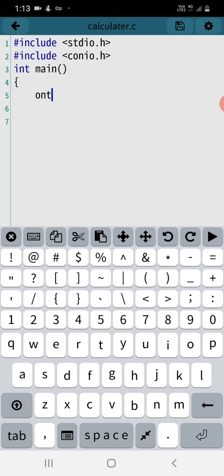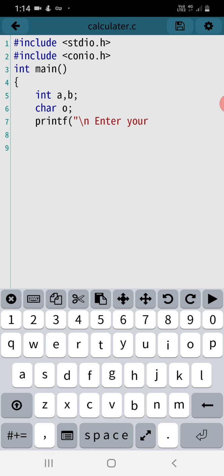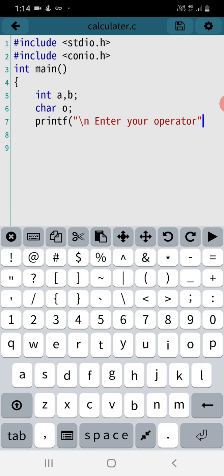Here, starting with integers, I am going to take int a, b; and char o as an operator, one operator, o; then printf with a newline, "Enter your operator".